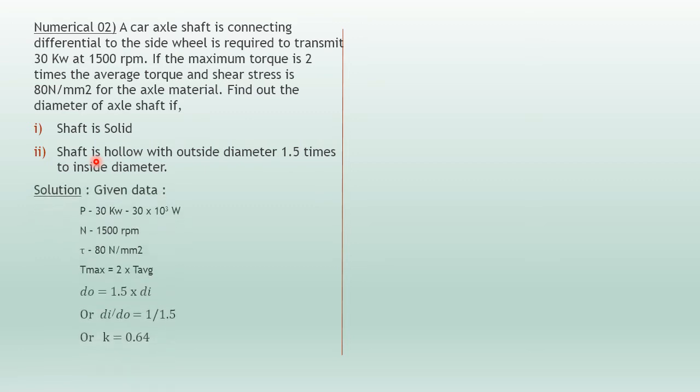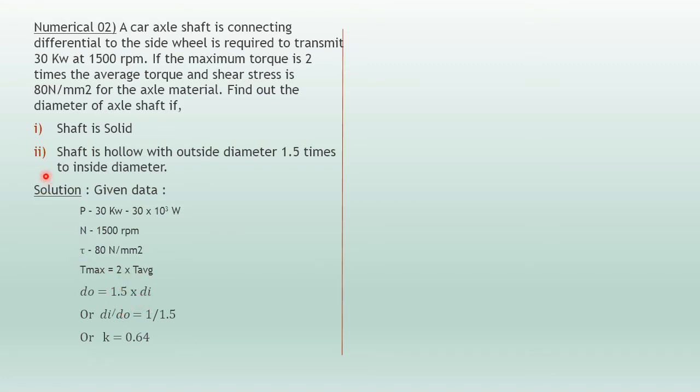So here is the solution. The given data is power, 30 kilowatt, converted into watt, that is 30 into 10 to the power 3 watt. Then capital N, number of RPM, is 1500, tau is given as 80 Newton per mm square. Also the T max is given as twice the T average. Then the outer diameter is 1.5 times the inside diameter.